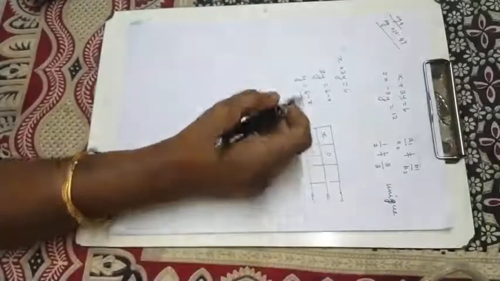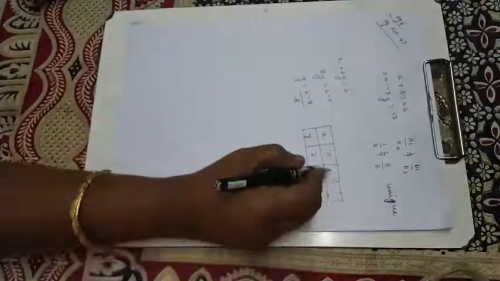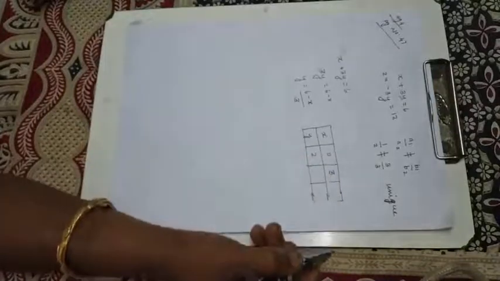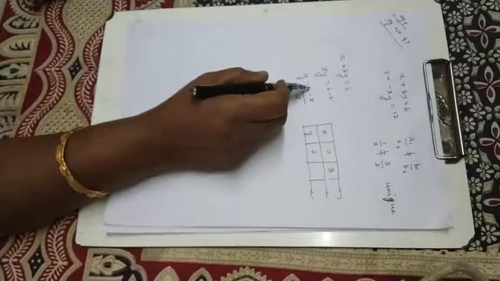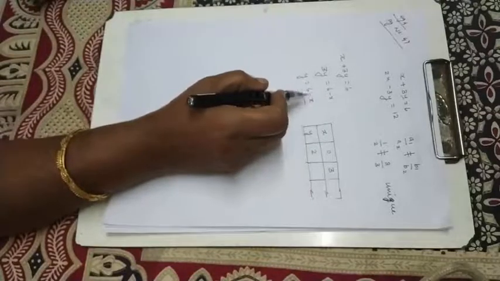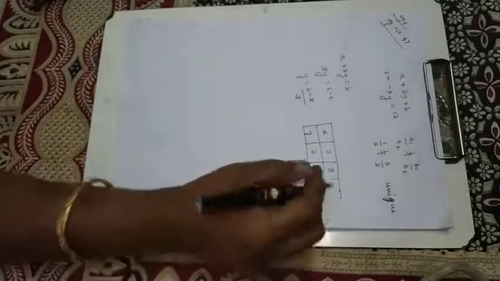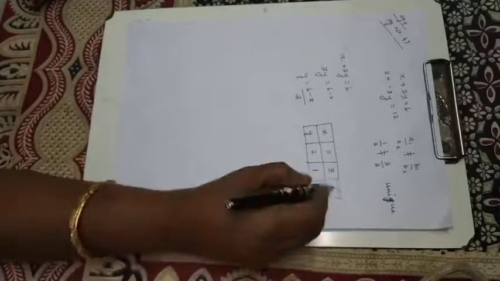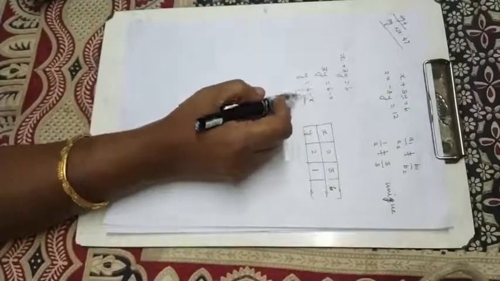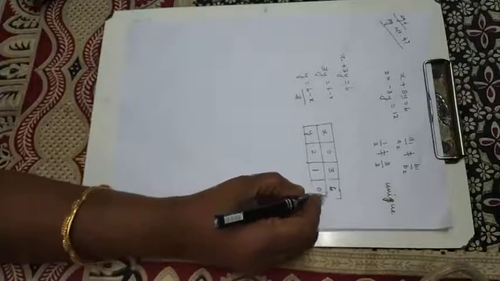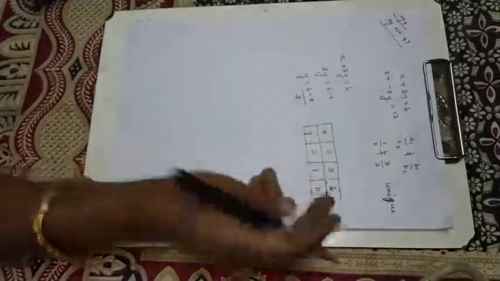Now you can put any value for x. When you put x equal to 3, 6 minus 3 by 3, 6 minus 3 is 3, 3 by 3, y equal to 1. Now if you put x equal to 6, 6 minus 6 is 0, 0 by 3 equal to 0. So you got three values for x and y.